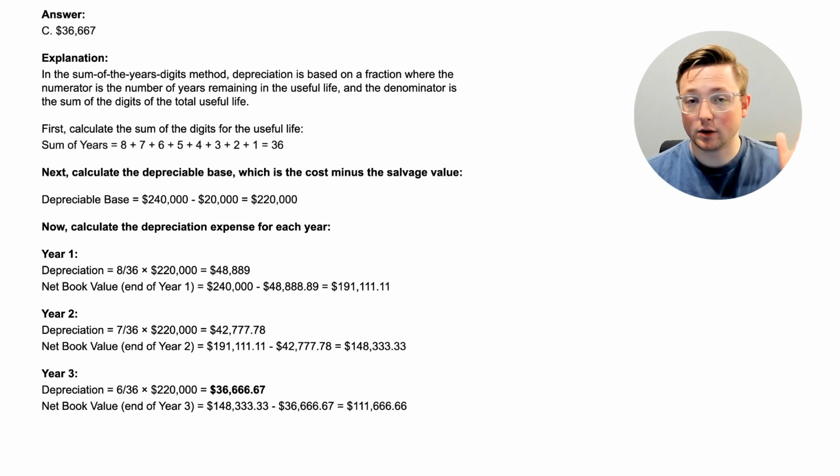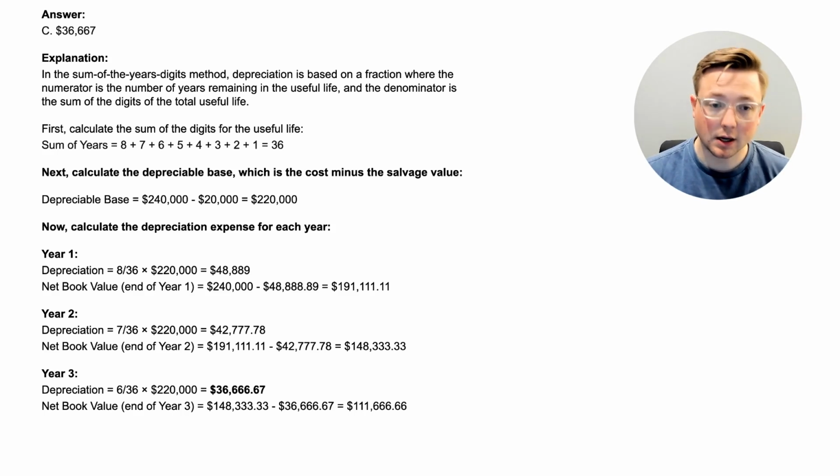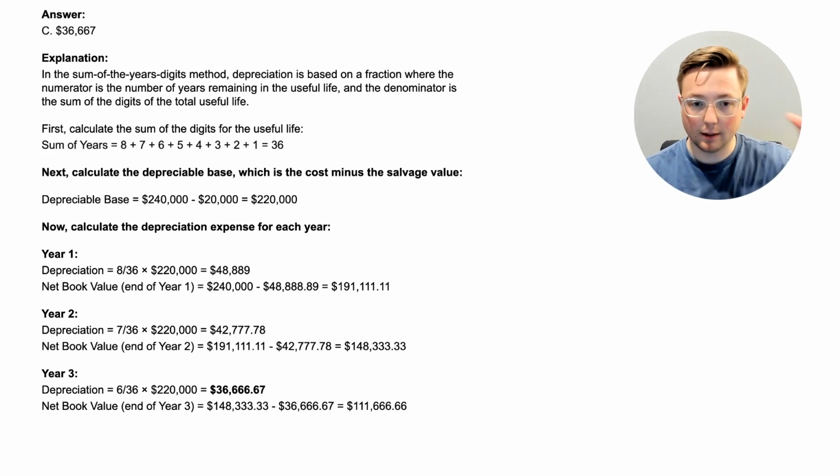Again, I think this is kind of a convoluted one, but I don't think it's too difficult once you understand how to do it. In the sum of the years digits method, depreciation is based on a fraction where the numerator, so the top, is the number of years remaining in the useful life. So let's say you have a useful life of 8 years and you haven't started any depreciation yet.